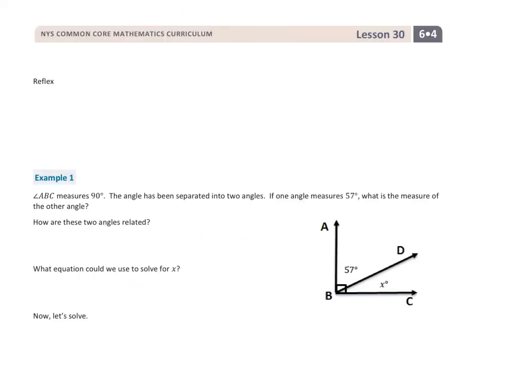Now, a reflex is an angle that measures between 180 and 360. But wait, you're probably thinking, that's an acute angle. How could that possibly be between 180 and 360? Ah, but you're thinking of measuring this angle here. But nope, I'm talking about measuring this angle right here. So if you think about it that way, then that's a reflex, between 180 degrees and 360.